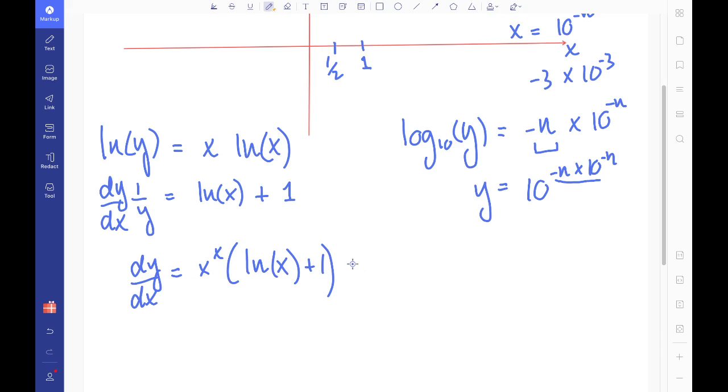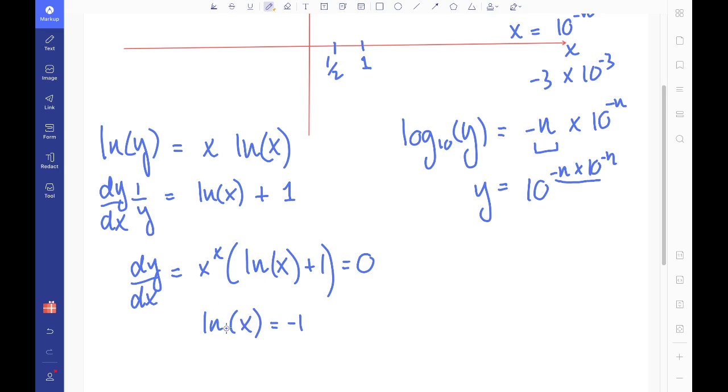Now, if this is a stationary point, the gradient there should be 0, so we can set this equal to 0. And x to the x, so far we don't know that it ever equals 0. Okay, so we'll discuss what happens for negative x in a minute, but certainly for positive x, we're fairly sure it's never going to equal 0. So instead, let's look at ln x plus 1. Can that ever be equal to 0? Yeah, it can. So when ln x is equal to negative 1, this is a stationary point.